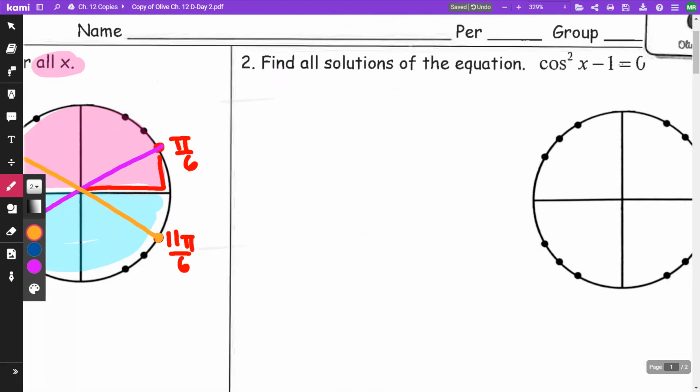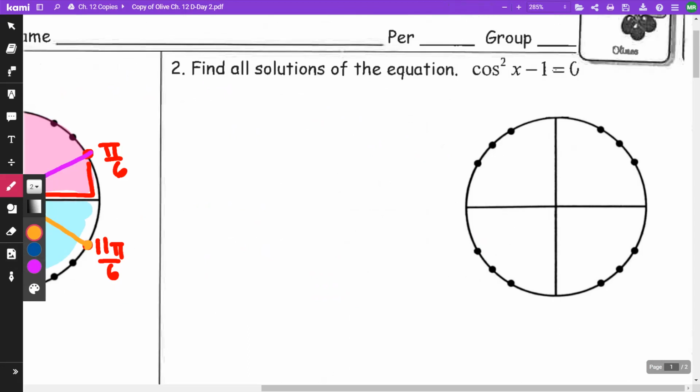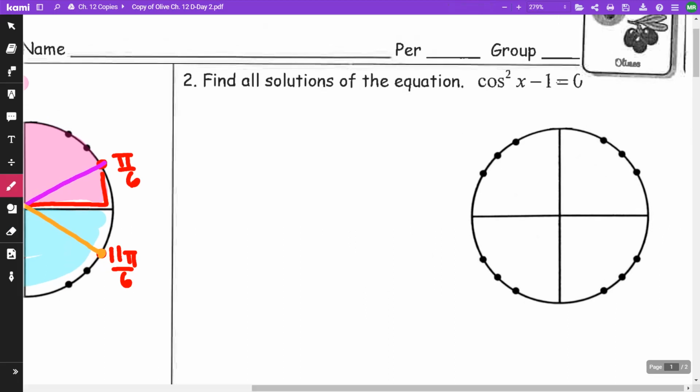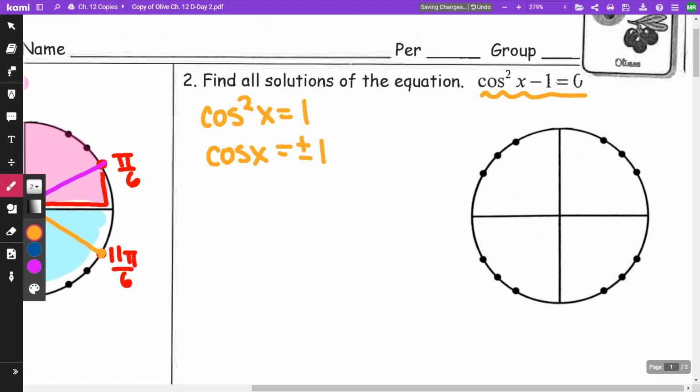On number 2, in this case, I have a cosine squared minus 1 is equal to 0. So I have just a cosine squared, so I'm going to get that isolated. So I'm going to have cosine squared x is equal to 1. I'm going to take the square root of both sides. And when I do, the square root of 1 is a positive and negative 1. Now my cosine is the x coordinate. So my cosine is 1 here, because that's (1, 0), and here because that's (-1, 0). So that's going to be at 0 and pi.